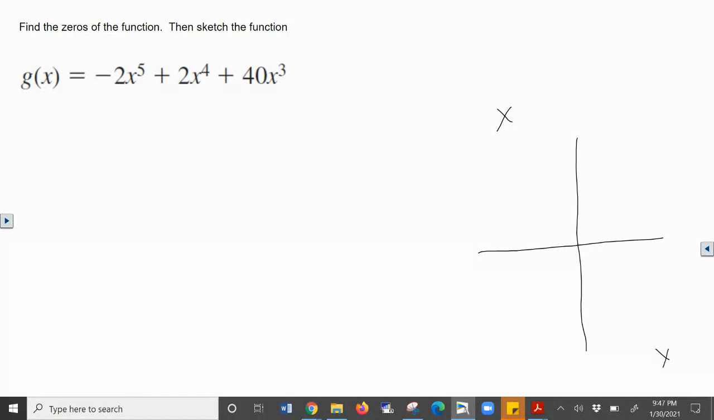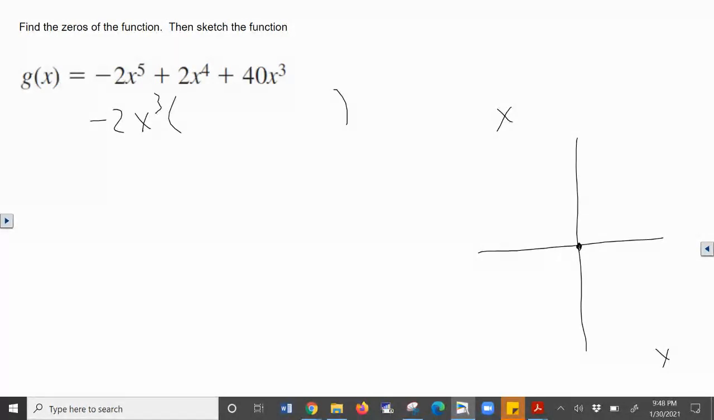I think I also know, just by looking at this thing, that one of the zeros has got to be 0 because there's no number by itself. So the y-intercept and the x-intercept, they both cross through at 0. In fact, that's why I think we'll start this problem by looking for a greatest common factor. Let's see. It looks like, why don't we take out negative 2x to the third?